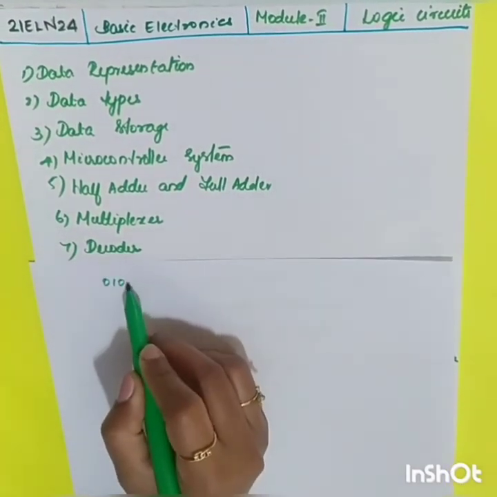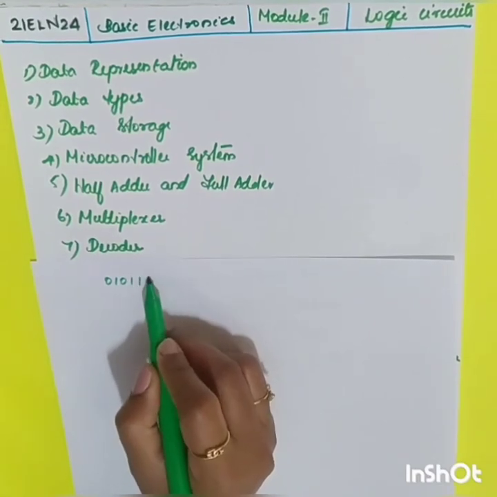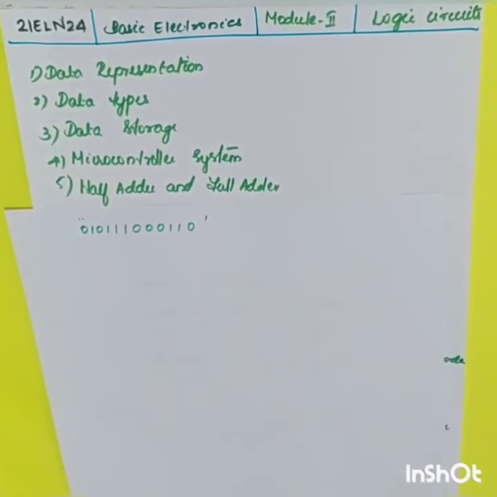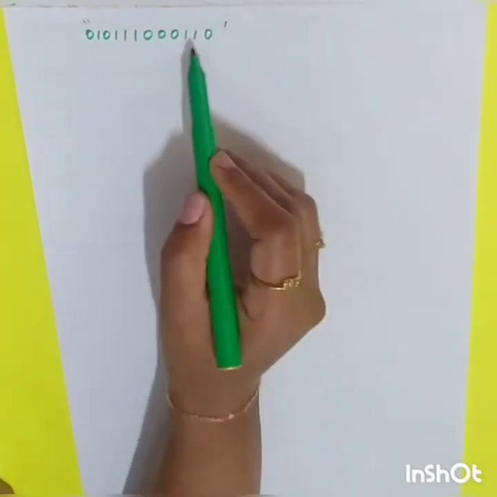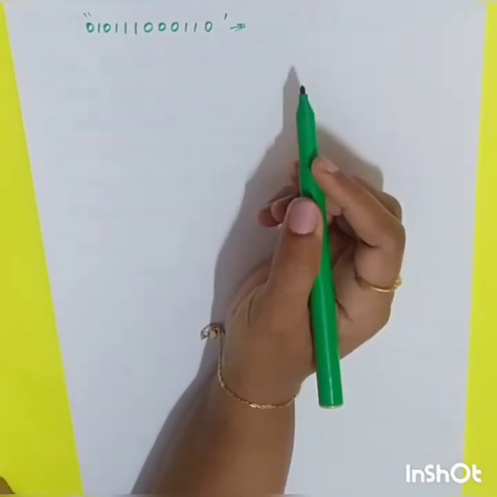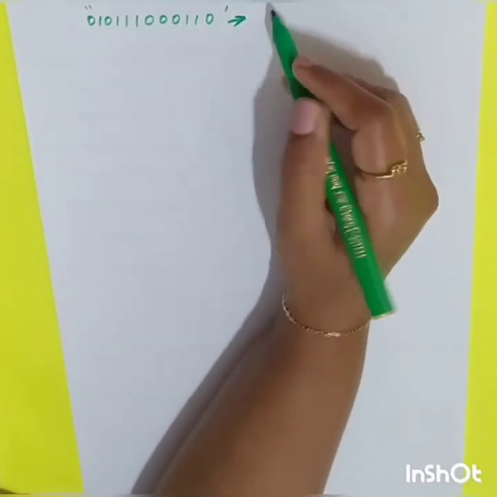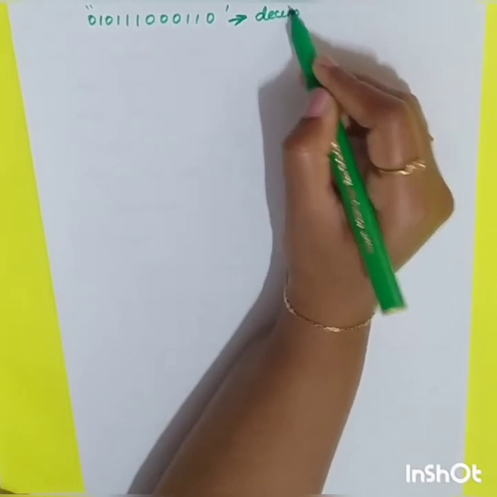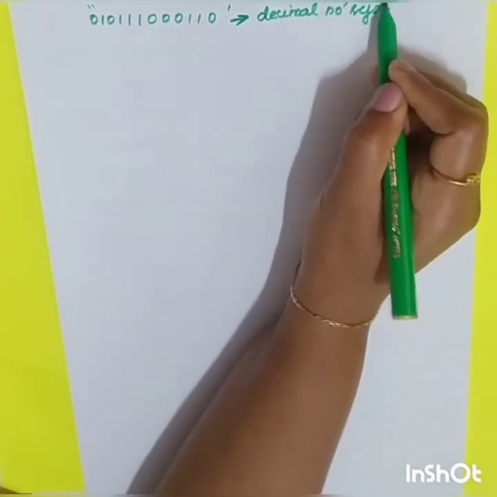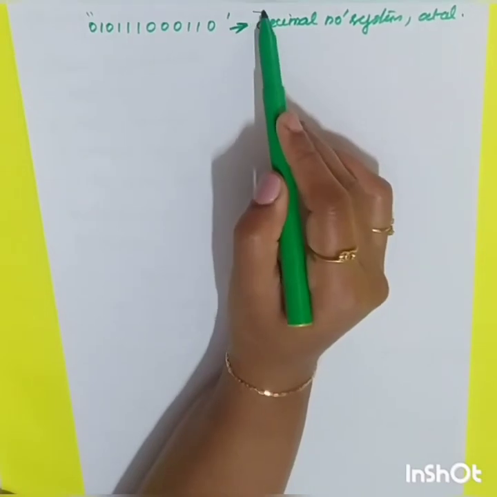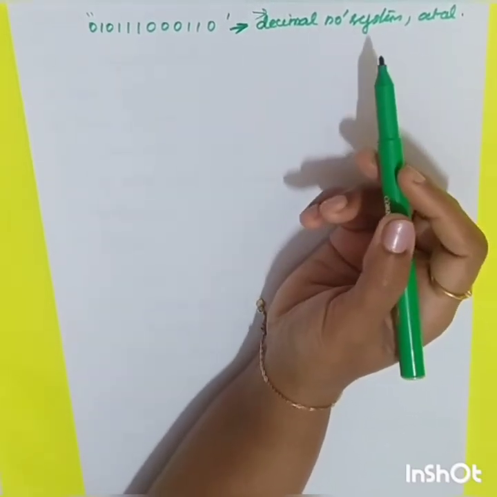But when the zeros and ones are transmitted in groups of bits, say for example 0101100110, it is always desirable to convert this group of bits into some form of shortcut. The information given by the users may be in the form of some other number system for easy transmission. Say for example, the decimal number system, or it may be octal, etc.